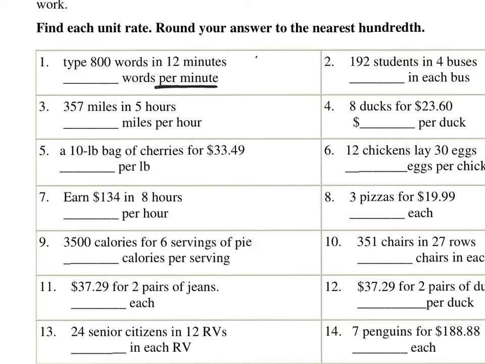In the numerator, then, I would have 800. Denominator, I would have 12. And all I have to do is divide. So I'm going to get out my handy calculator, and I'm going to take 800 and divide it by 12. And I get a fraction, decimal, whatever, 66.7. Rounding to the nearest decimal place. Okay, so that's the pattern you're going to follow.